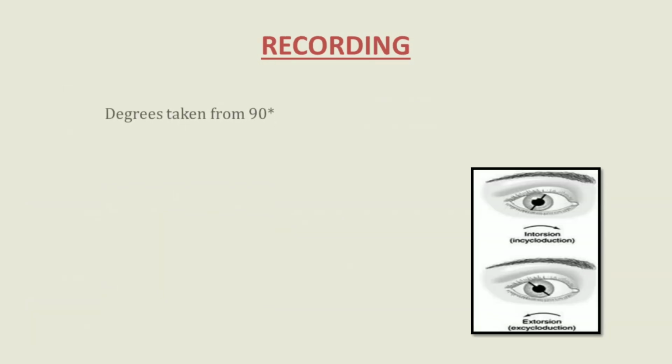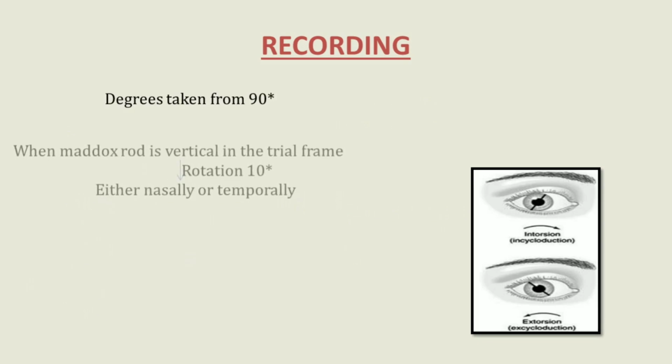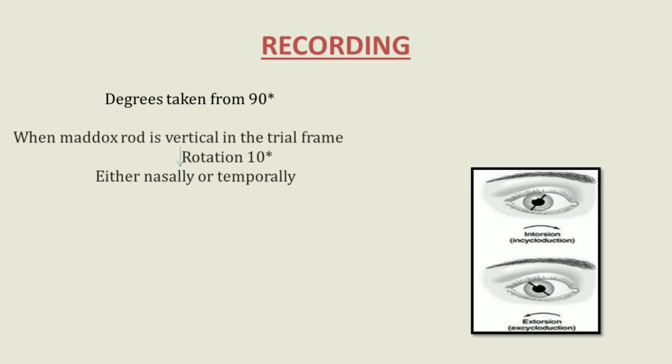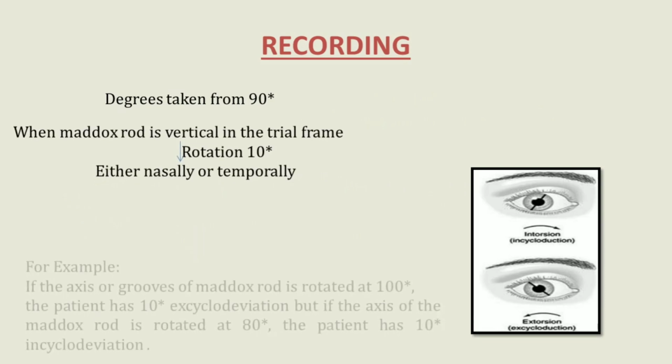Record the degrees taken from the 90 degrees. When a Maddox rod is vertical in the trial frame, you can rotate it either 10 degrees toward the nasal side or 10 degrees toward the temporal side.